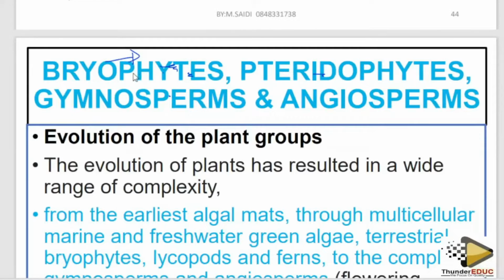They don't have seeds. They don't have stems. They don't have leaves, so we call them thallus. They are thallus plants. They have leaf-like and stem-like parts. When we come to this, we have different examples. We like a moss.